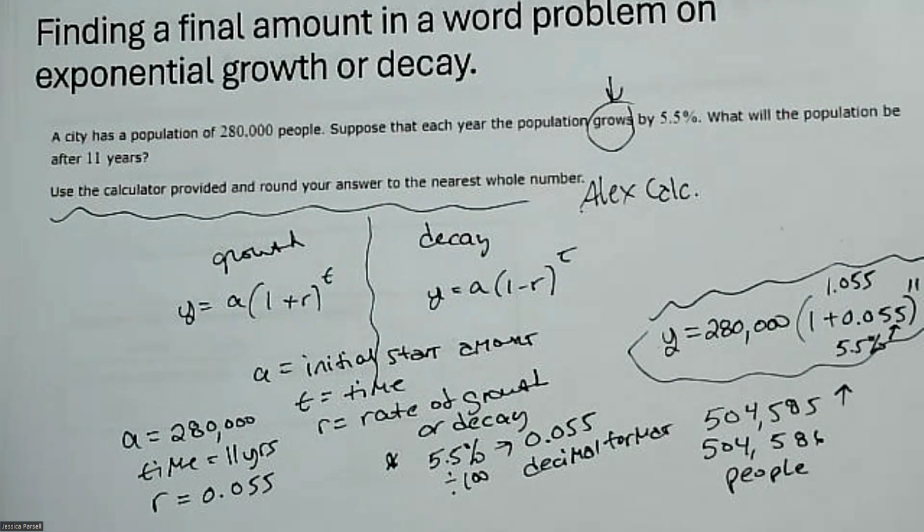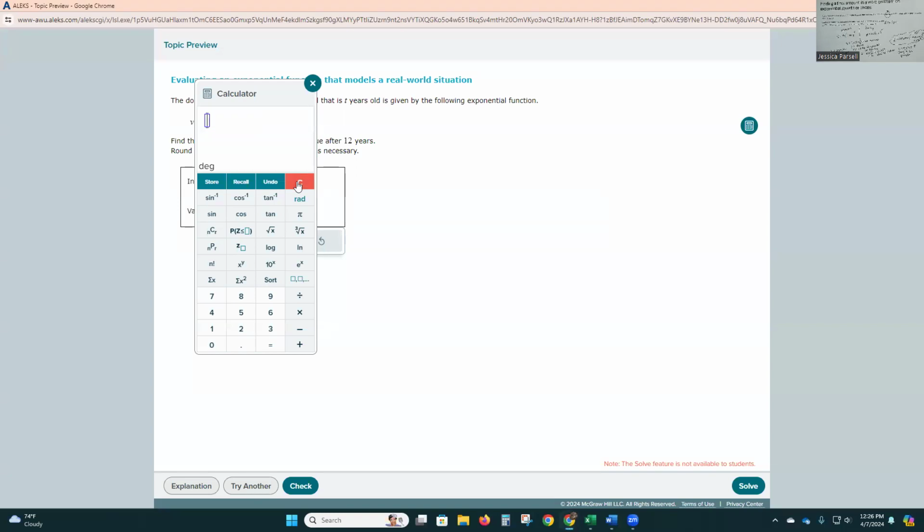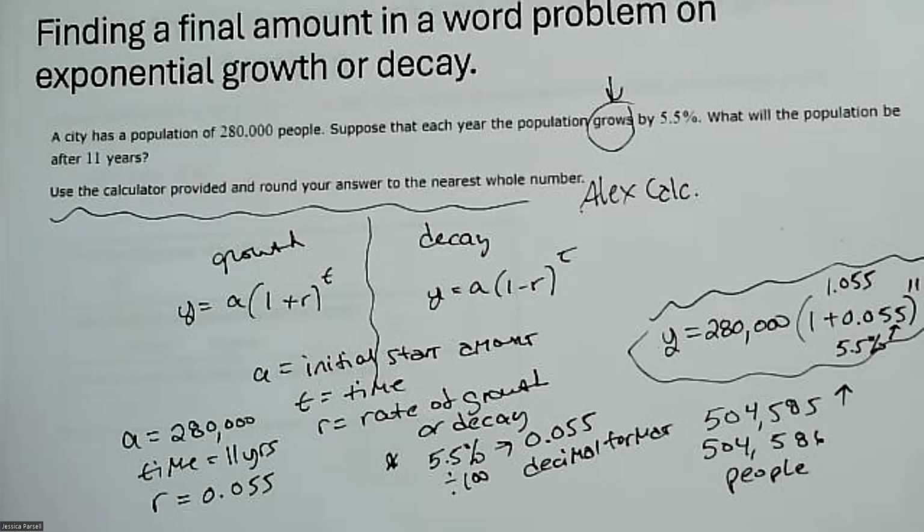I'm going to show it to you on the calculator. So I'm going to go back over. Hopefully my screen will go with me. I'm going to hit clear. Okay, so I'm going to do the 280,000 times the 1.055. I'm going to hit the X to the Y, 11 years, equals. So that's how we're going to get the 504,586 people. Hopefully you are feeling better about using technology to help us with these concepts.